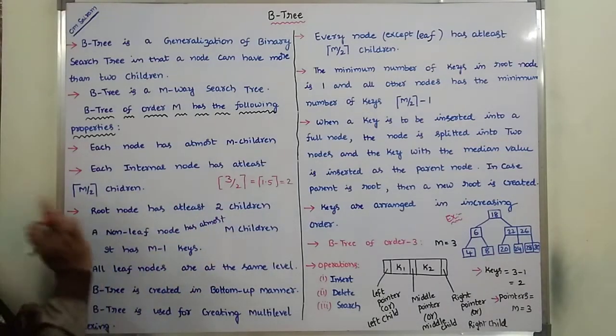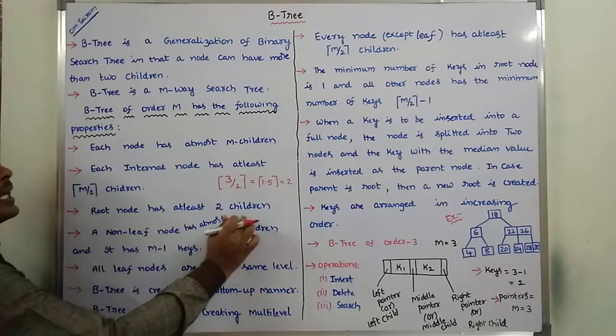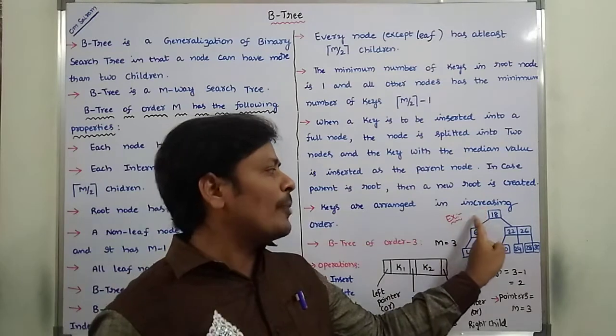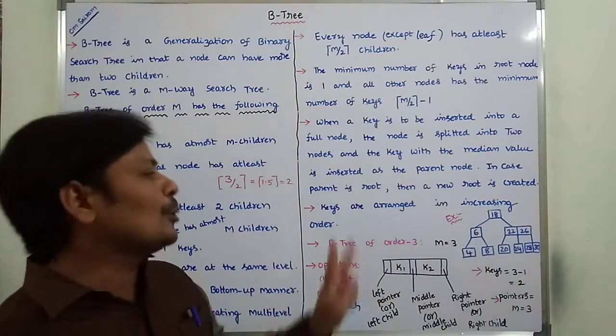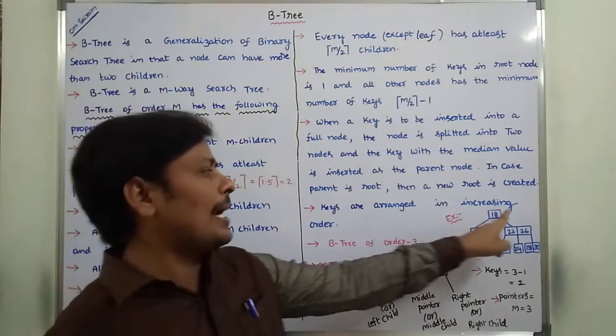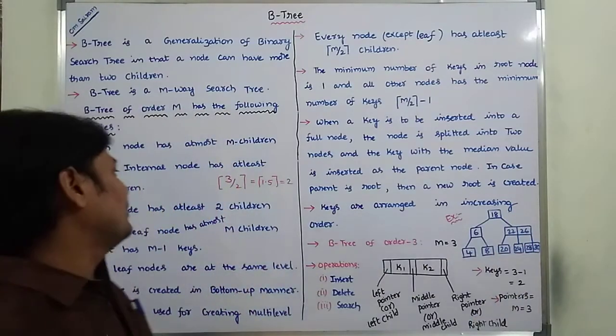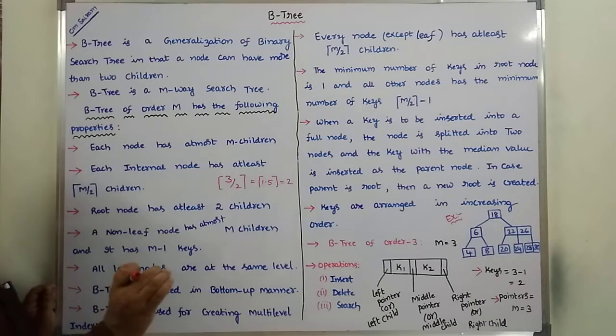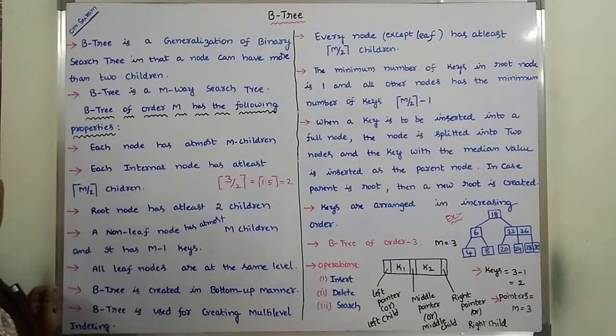Next one. A root node has at least 2 children. Here this is the root node. How many children are there? 2 children are there. This is the left child and this is the right child. So the root node has at least 2 children, minimum 2 children. Greater than 2 children is also possible for the root node in the case of a B tree.